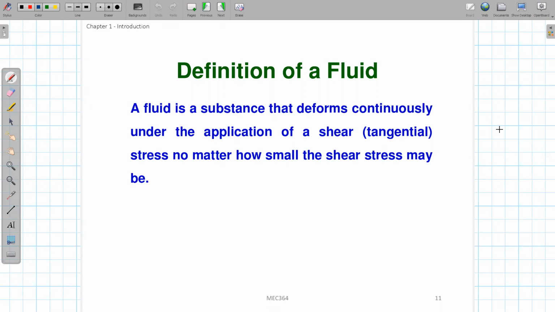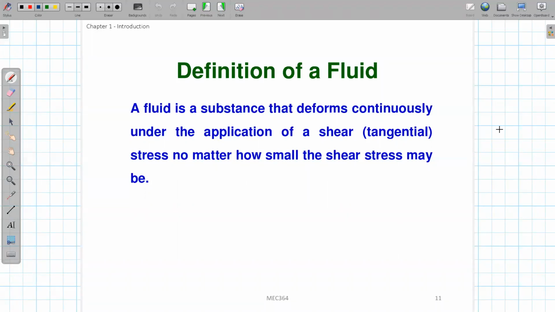So here is the definition for the fluid. A fluid is basically a substance that can deform continuously under the application of shear stress, no matter how small the shear stress may be. Okay, this definition, please take time to read it. This definition may be a little bit confusing the first time you read it.